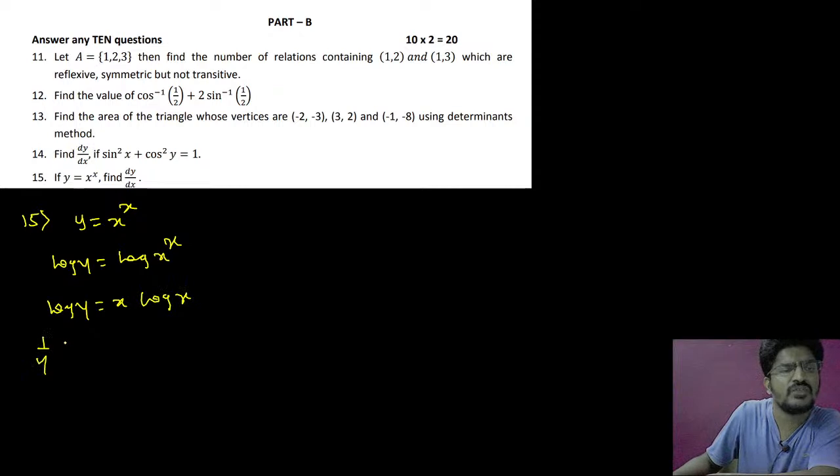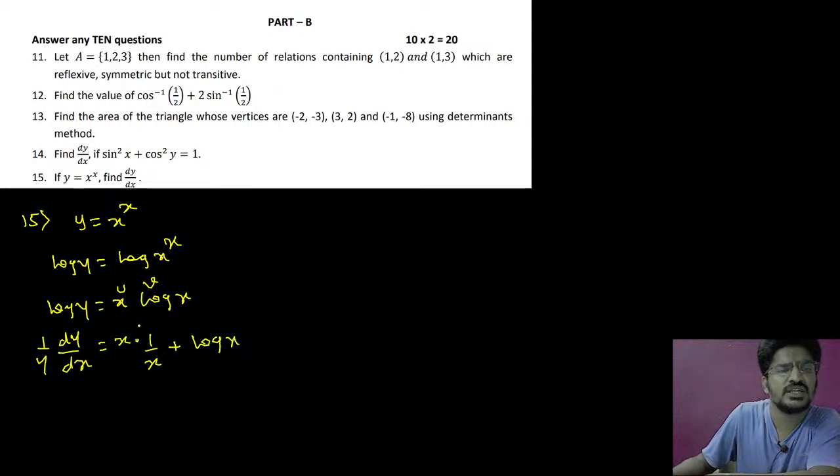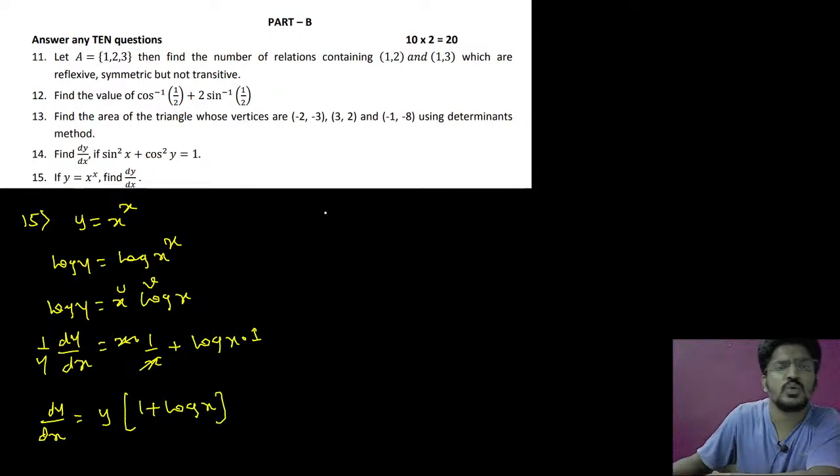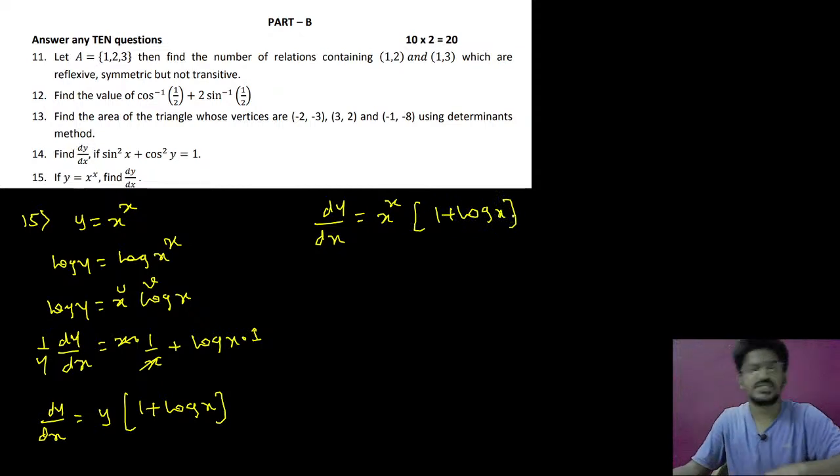This will be 1 by y into dy by dx. Here you just see u into v rule. x into differentiation of log x is 1 by x plus log x as it is. Differentiation of x is 1. Okay. So dy by dx into y, x you can get cancel, 1 plus log x. What is y? So dy by dx will be equal to x raised to x into 1 plus log x. Clear? So this is your answer.